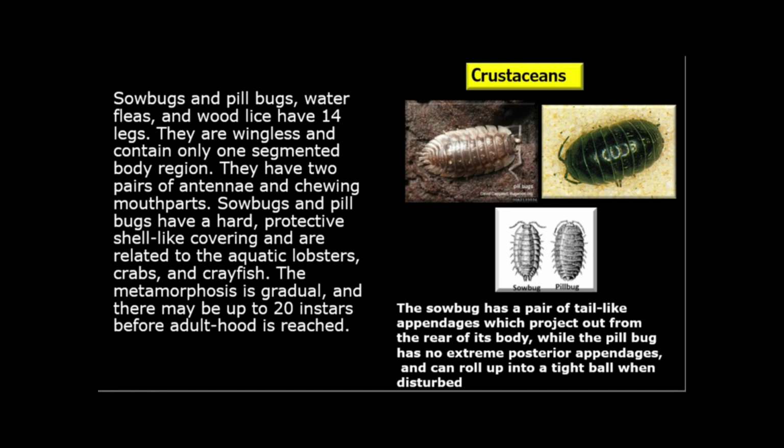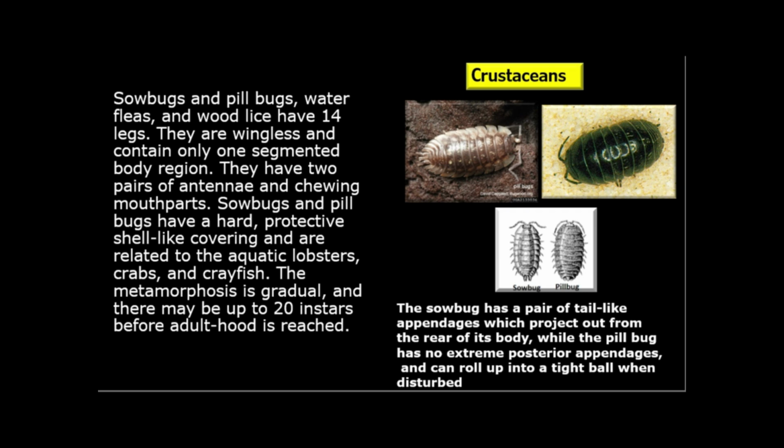With crustaceans, we'd be talking about sow bugs and pill bugs, water fleas, and wood lice. They have 14 legs. They are wingless and contain only one segmented body region. They have 2 pairs of antennae and chewing mouth parts. Sow bugs and pill bugs have a hard, protective shell-like covering and are related to the aquatic lobsters, crabs, and crayfish. The metamorphosis with these is gradual, and there may be up to 20 instars before adulthood is reached.